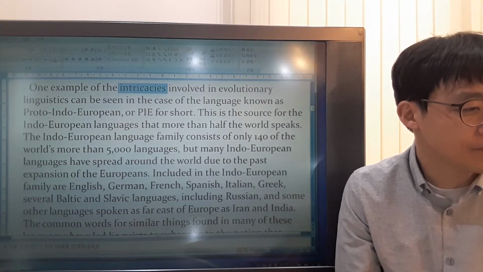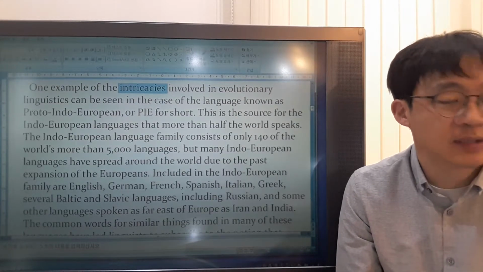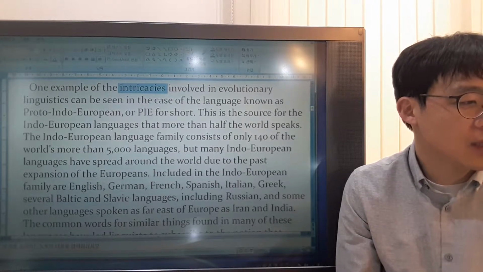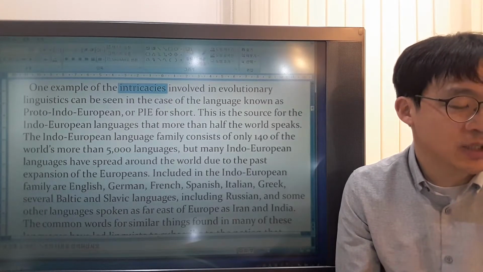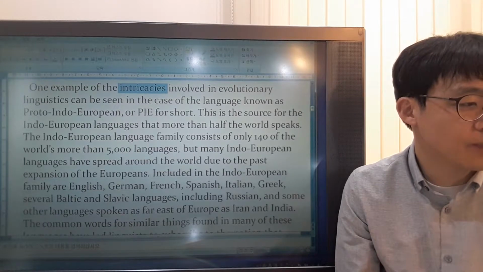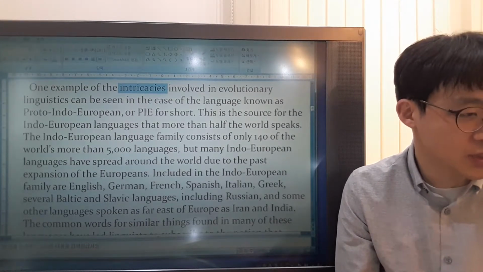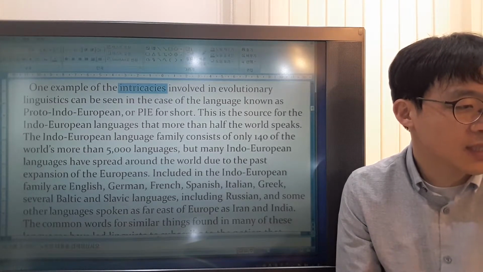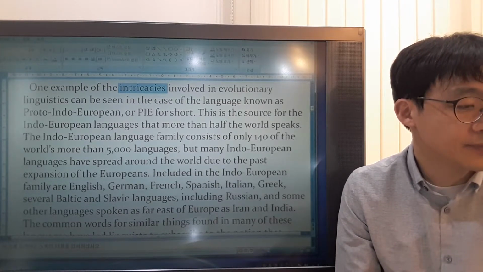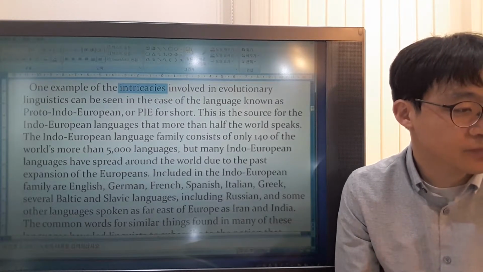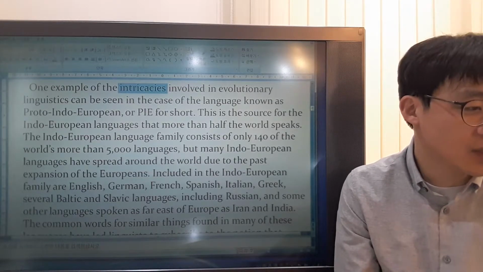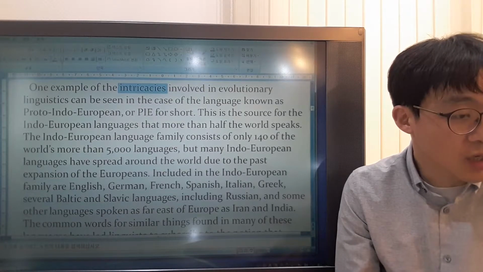Included in the family, the Indo-European family, that's the family of languages, are English, German, French, Spanish, Italian, Greek, and several Baltic and Slavic languages, including Russian and some other languages spoken as far east. That means the farthest east part would be Iran and India.